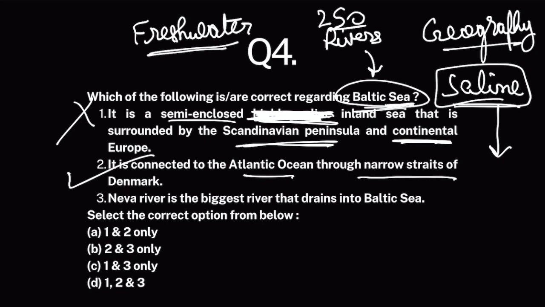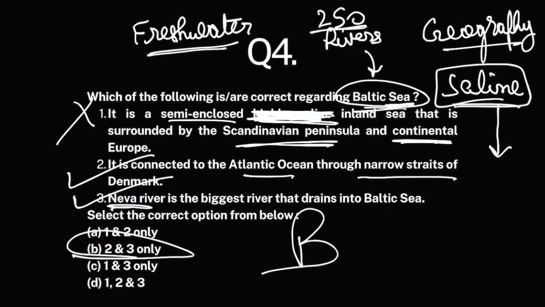Now, 250 rivers drain their fresh water or dump their fresh water into the Baltic Sea. The biggest among them is the Neva River. So this is correct. 2 and 3 are correct. The answer is B. All right.